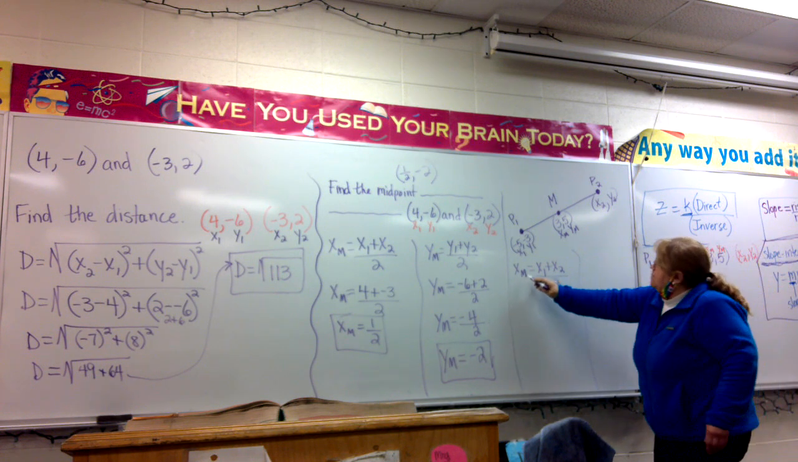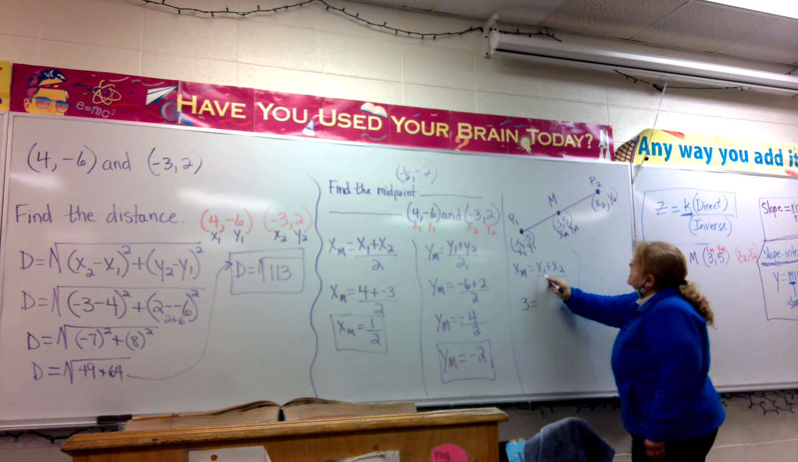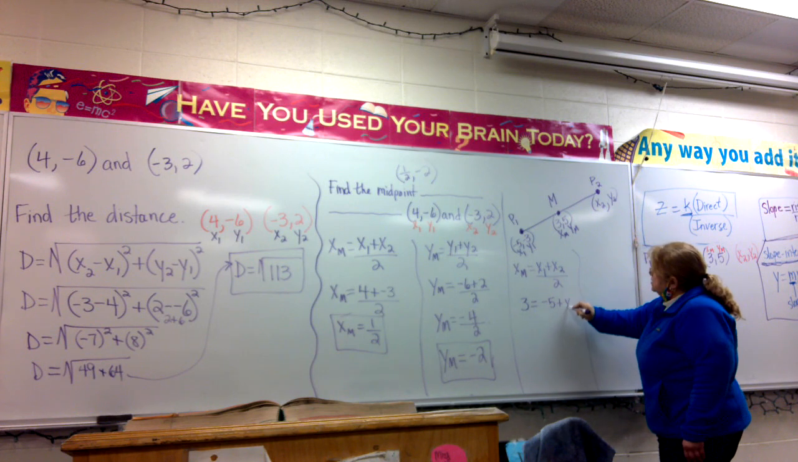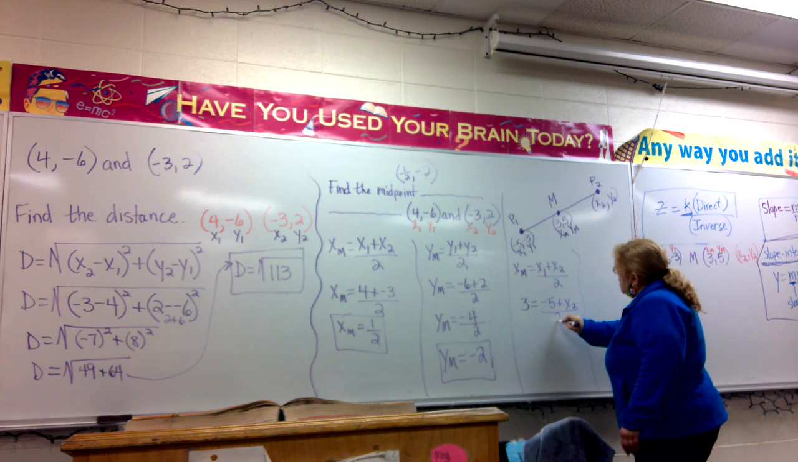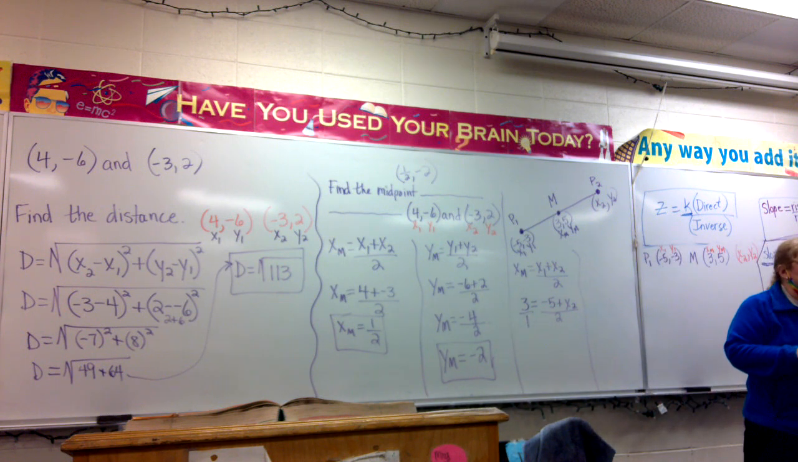What is xm now? What is x1? Plus x2 over 2. How do you solve that? Put a 1 under there is what I would do and cross multiply.